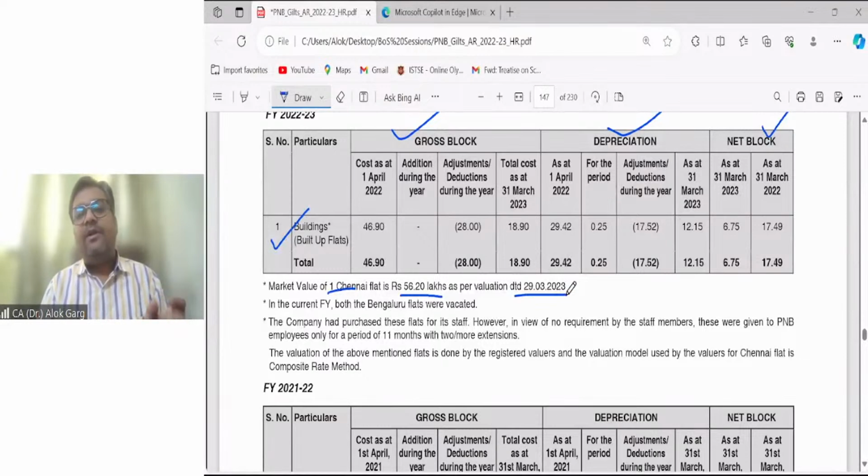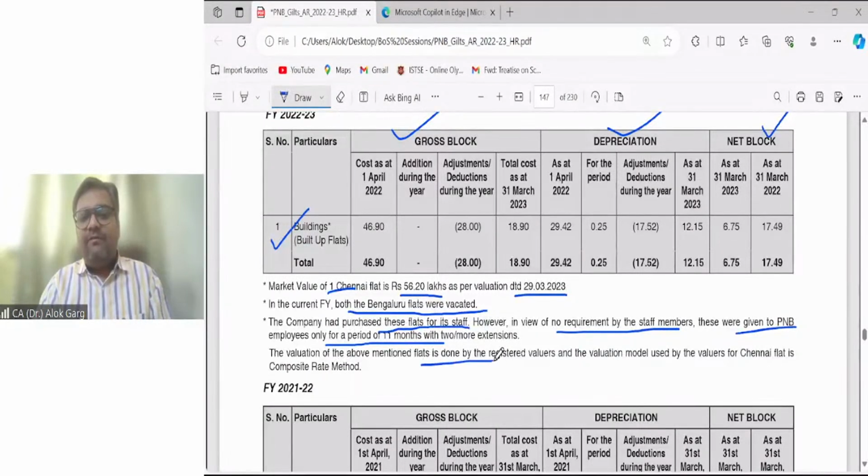So जरूरी नहीं है आप 31st मार्च को ही वैल्यूएशन करो, आप महीना 15 दिन 10 दिन आगे पीछे भी वैल्यूएशन कर सकते हो. In the current financial year, both the Bangalore flats were vacated, right? So they have told that they have a flat in Chennai, उसका market value इतना है, Bangalore के flat vacate हो गए. The company purchased these flats for its staff. However, in view of no requirement by the staff member, these were given to PNB employees only for a period of 11 months with 2 or more extension.